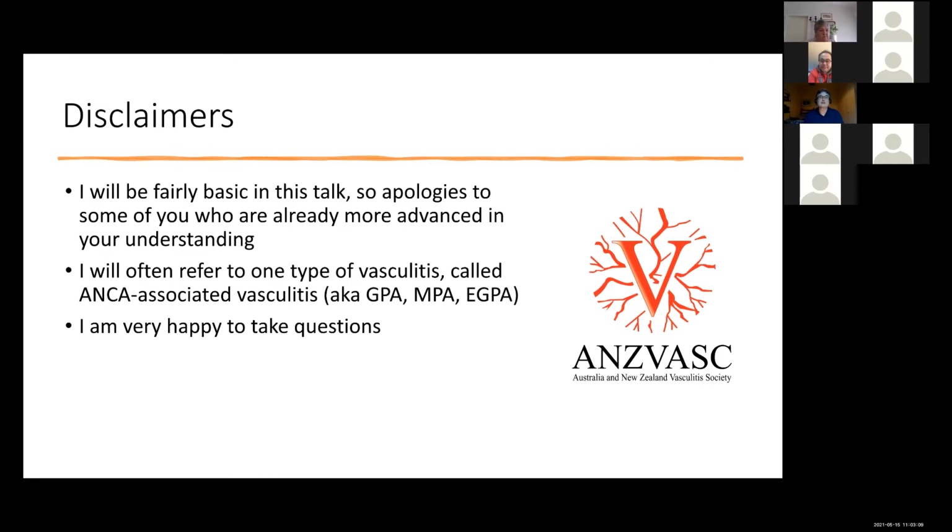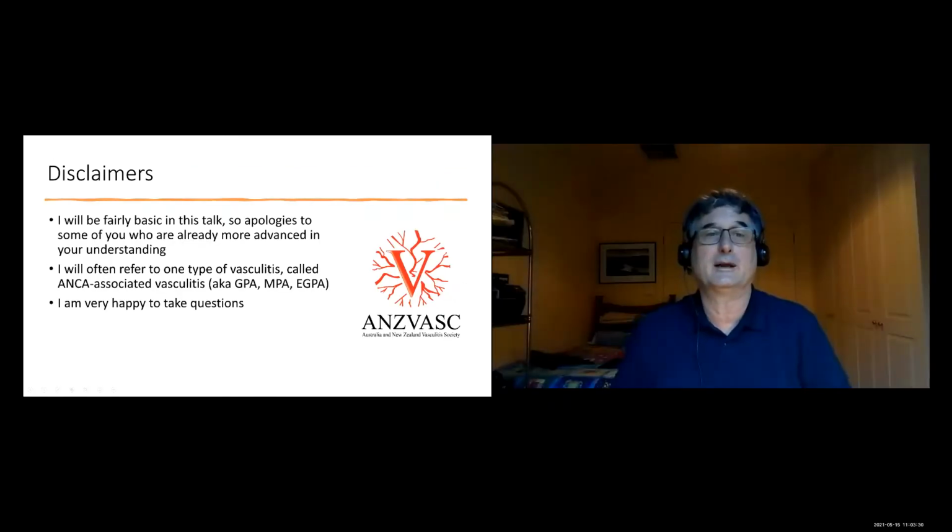Now, I guess the other disclaimer is I'll often refer to one type of vasculitis, not always, but often, and that's called ANCA-associated vasculitis, and some of you, I think, will have that condition. It's also known as GPA, MPA, or EGPA. So just remember, when I'm talking about a particular type of vasculitis, it may or may not be exactly what you've got, but the broad principles are overall similar.